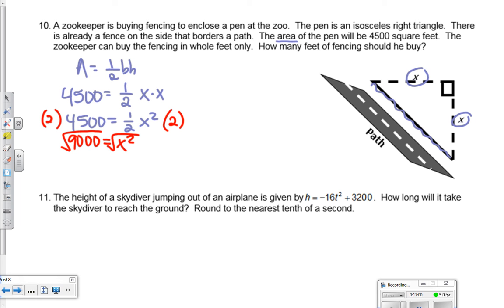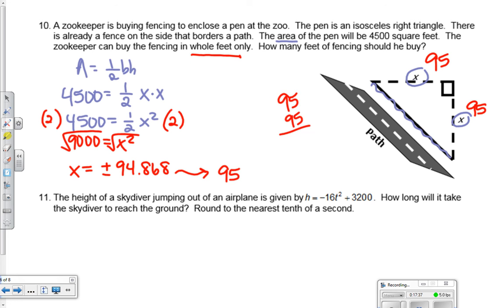I go to take my square root, okay? And my answer gives me plus or minus 94.868. Notice I put that plus or minus again because technically, mathematically, it can be negative 94.868 or positive 94.868. Now we're talking about a fence at the zoo, so obviously we're going to go with the positive one. And I'm going to refer back to this whole feet only thing. I'm actually going to turn this into positive 95 just because we want whole feet. So I now know that this has to be 95 feet and this has to be 95 feet. Well, if we want to know how much fencing he needs, let's add 95, and he needs 190 feet of fencing.